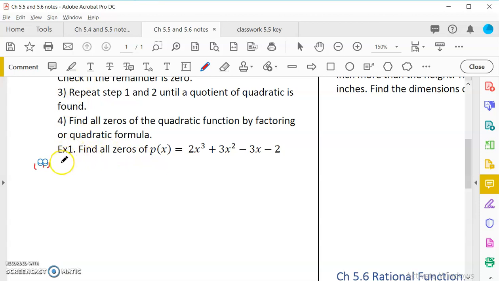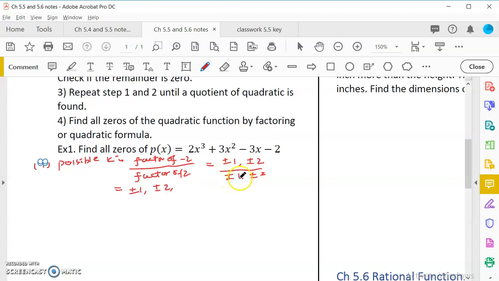So I'm going to follow those steps. First is to list all possible zeros. You would say possible zeros, possible k. k is what? Factor of -2 over factor of 2, right? Factor of the constant over factor of the leading coefficient. Factors of -2 are plus and minus 1, plus and minus 2, both top and bottom. So the possible ones are plus and minus 1, plus and minus 2 when you use 1 as the denominator, and then plus and minus 1/2 also. So that's the first step.